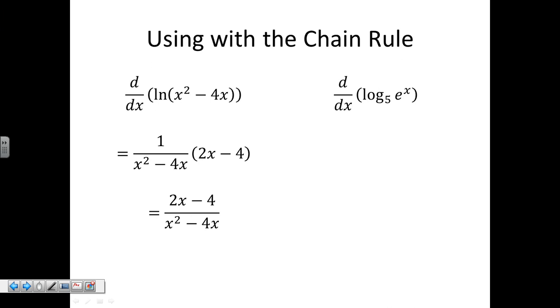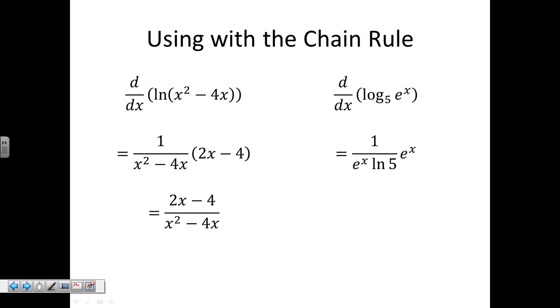Now I could probably go ahead and try to cancel something with this, and you really should try to cancel, at least take a second and see if you could cancel anything. I could factor out a 2 from the top, I could factor out an x on the bottom. Nothing cancels, so I'm just going to leave it like that.